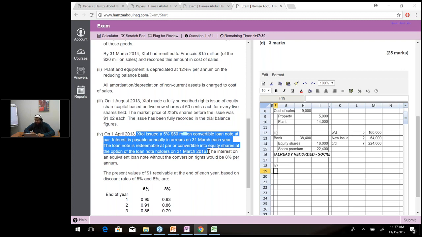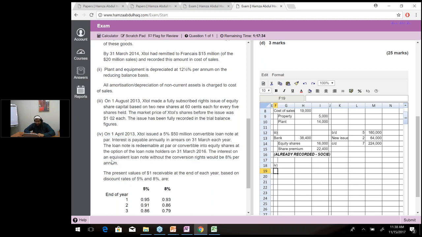Okay, Smita, I will explain in a while. The interest on an equivalent loan note without the conversion right would be 8% per annum. So this is the market rate that we are going to use. The discount factor will be 8% and the cash will be calculated using 5%. So if I perform the working over here, I'm going to say year, cash flow, discount factor, and present value. So year 1, 2, and 3. Why 3 years? Because this is going to be redeemed in 2016. So 2014, 2015, 2016 makes it 3 years.